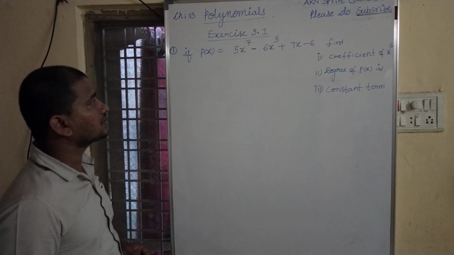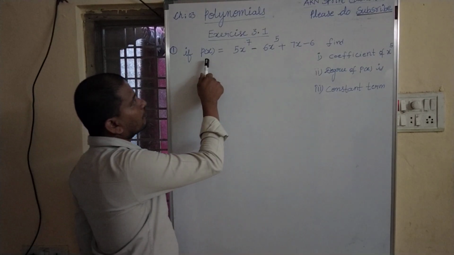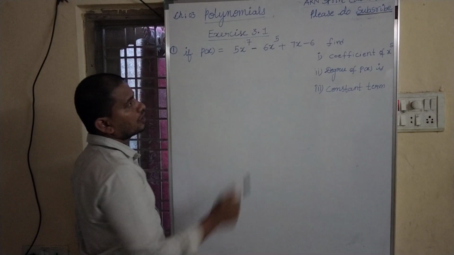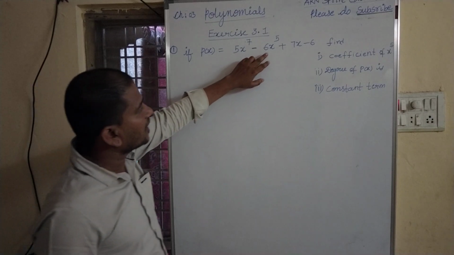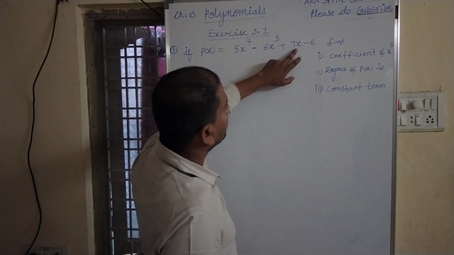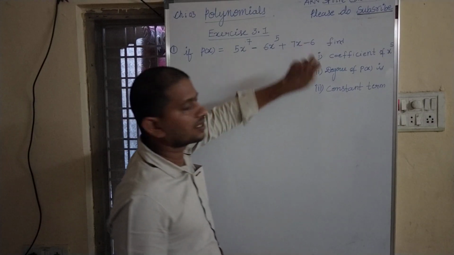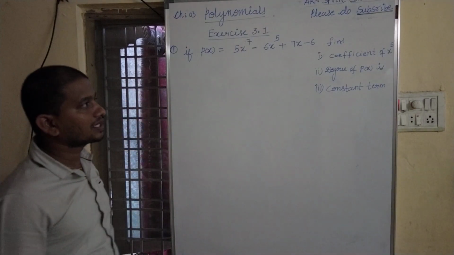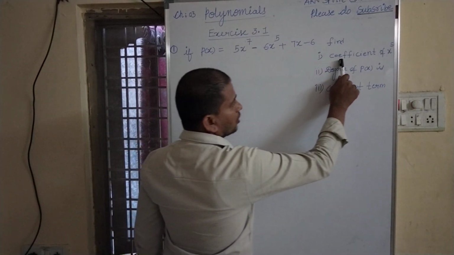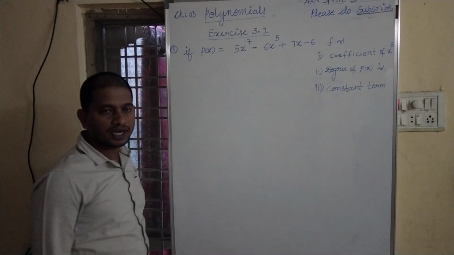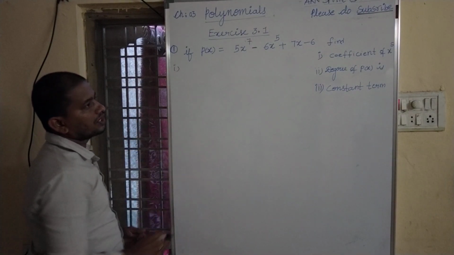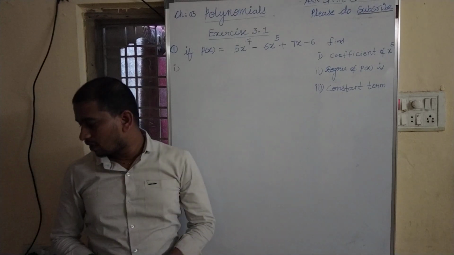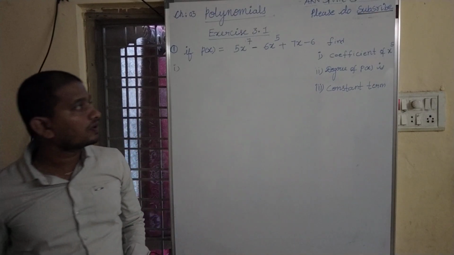The first question is, if polynomial p of x equals 5x to the power 7 minus 6x to the power 5 plus 7x minus 6, they are asking to find the coefficient of x to the power 5. First one, coefficient of x to the power 5. What is the coefficient of x to the power 5?